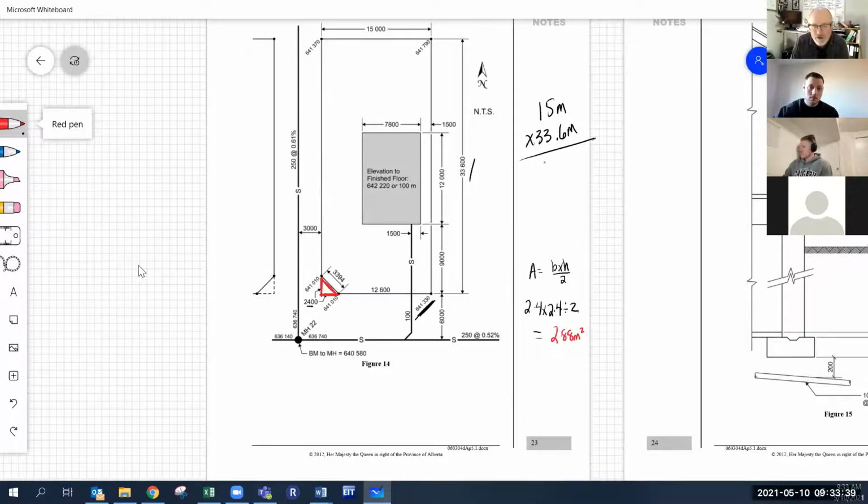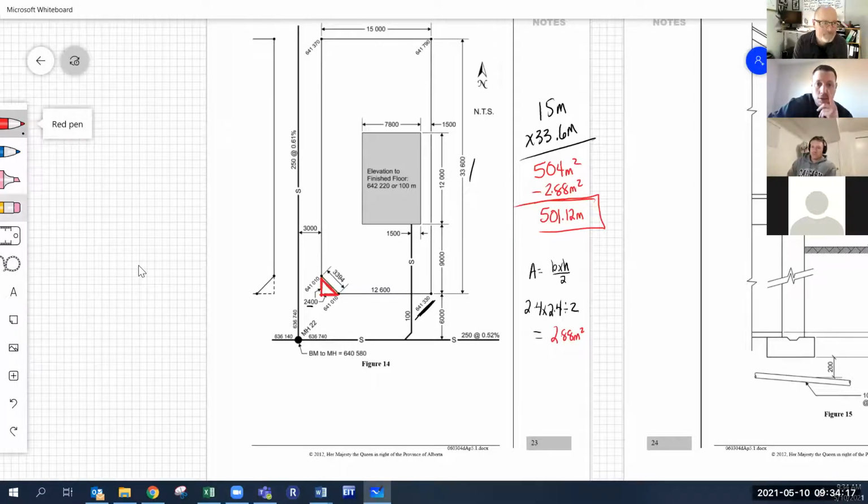So the lot without that square is 504 meters squared, and I have to minus off this triangle, 2.88 meters squared, minus that off to get me 501.12 meters is the area in square meters of the lot. Everybody good?